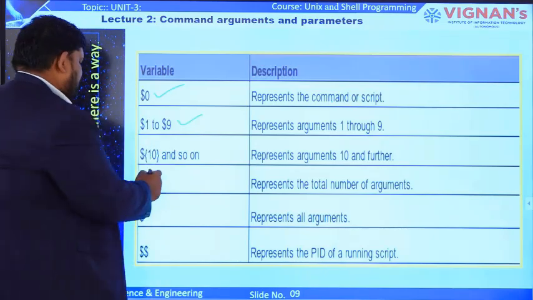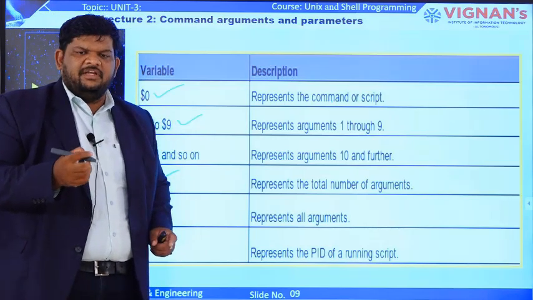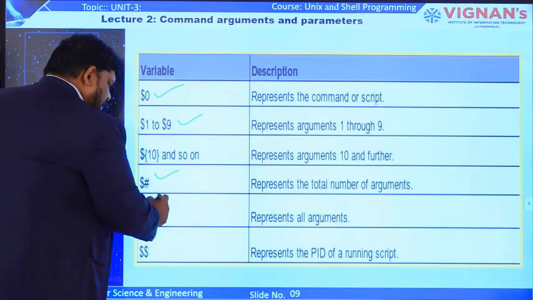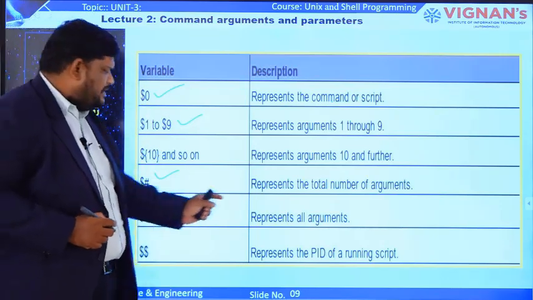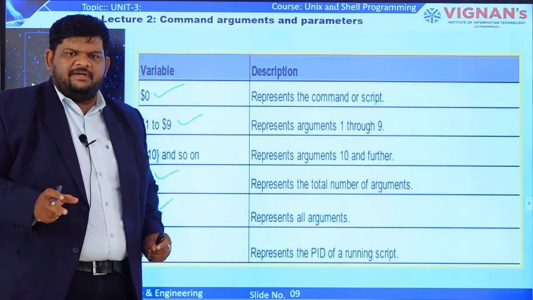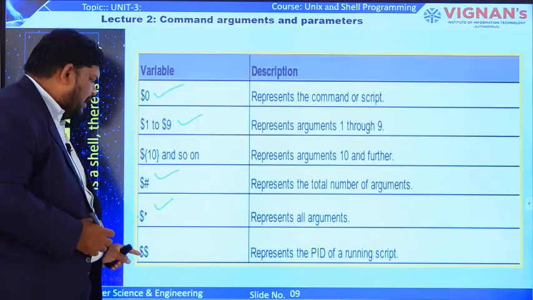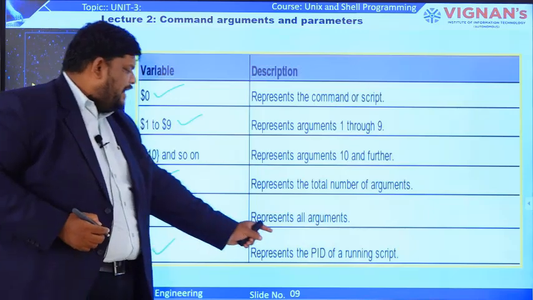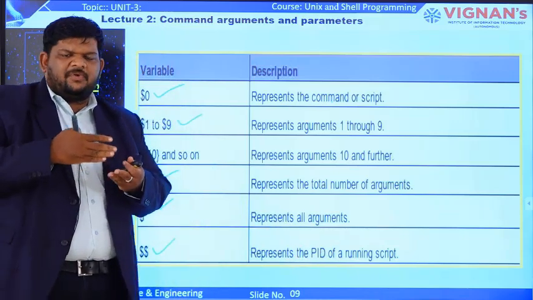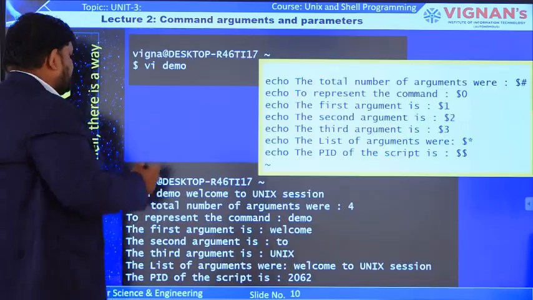We already know this. $# represents the total number of arguments, how many arguments are present. If you want to check that number, it is possible with the help of $#. $* represents all arguments. If you give it to the command, it prints all arguments. $$ represents the process ID of a running script. If you want to know the process ID of the current running script, it is possible with the help of $$.